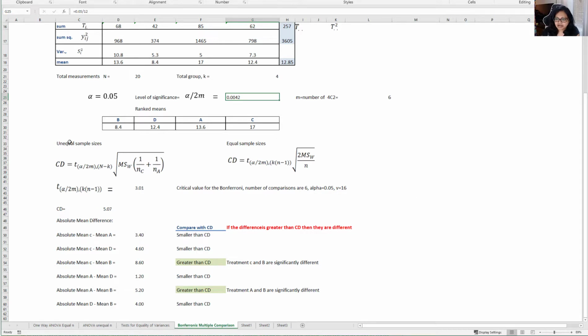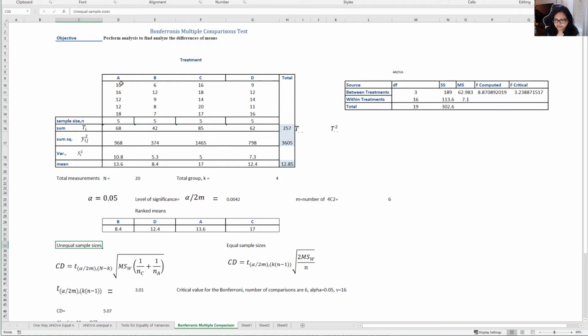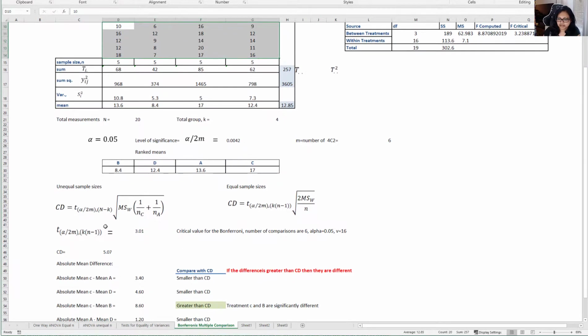If we have unequal sample sizes, as I talked about before, the sample sizes we have vary. That means in treatment groups A, B, C, D, if we have different sample sizes, then we have to use the unequal sample size formula, or if we have equal sample sizes, then we can use that.